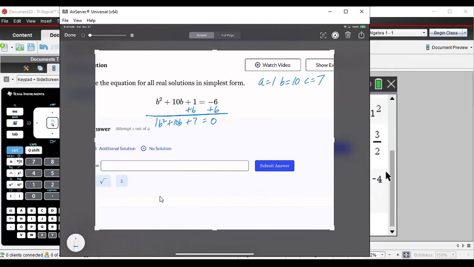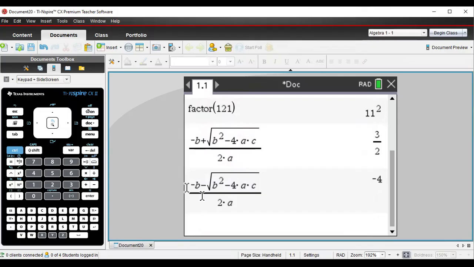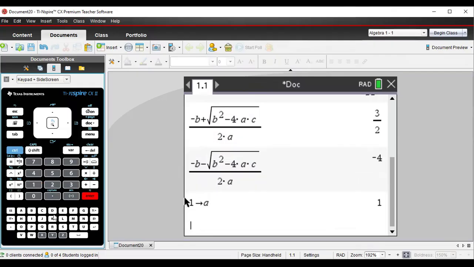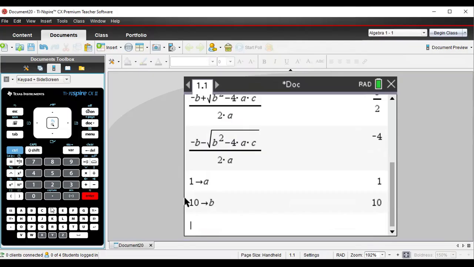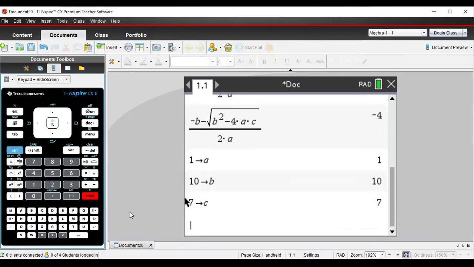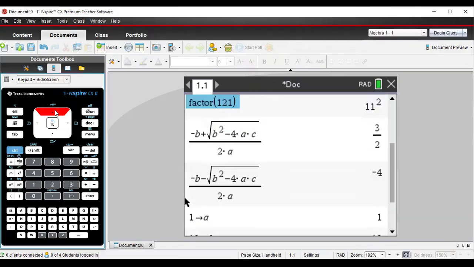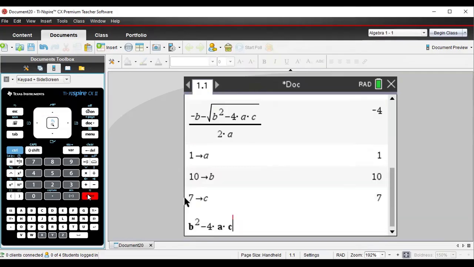From here, we're going to store and then check the determinant, the b squared minus 4ac. So we've got 1 stored into a. We've got 10 stored into b. And then we've got 7, and we're going to store that into C. Press enter, boom. And now we're going to go up here and get the b squared minus 4ac, the determinant. And let's see what we got.